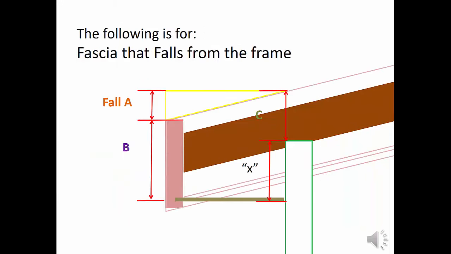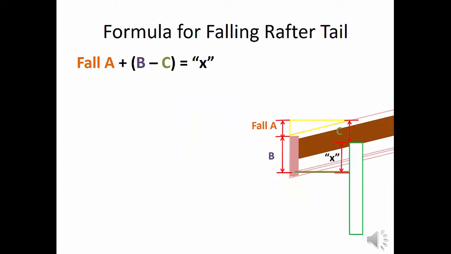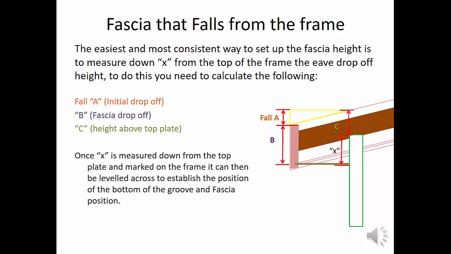The following method is for fascia that falls from the frame. The formula for this method is fall A plus bracket B minus C close bracket equals X, X being the eave drop-off. The reason we determine eave drop-off in this way is because it's the easiest and most consistent way of determining the fascia position. That way we can determine what the eave drop-off is and measure down from the top plate to establish our fascia position.